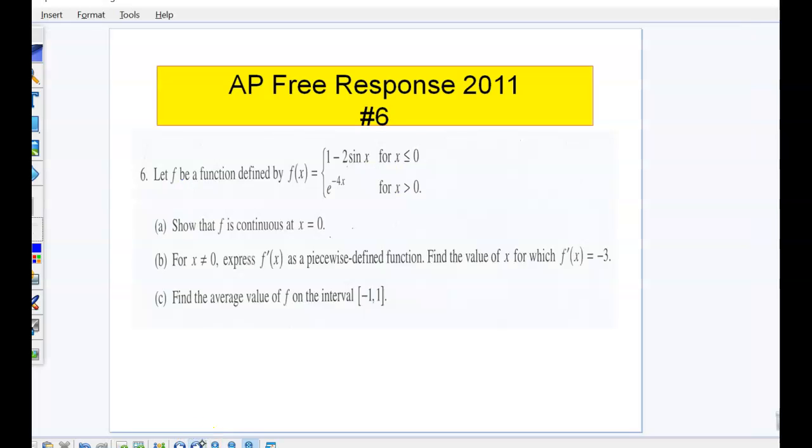All right, the last question is from the 2011 free response questions, and we're given a piecewise function. In part A, we want to show it's continuous. And in part B, they want to know for what values of x the derivative of this piecewise function will equal negative 3. So let's do part A first.